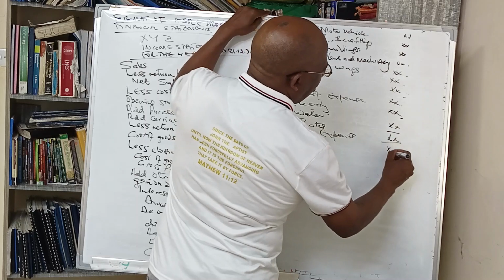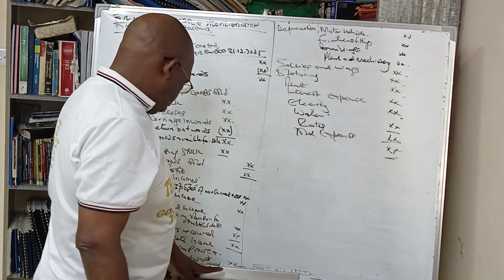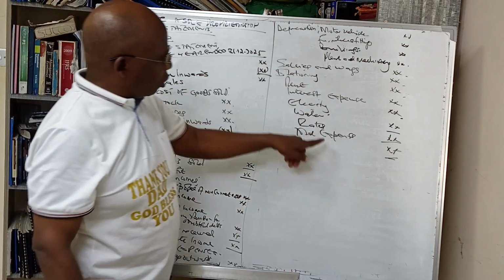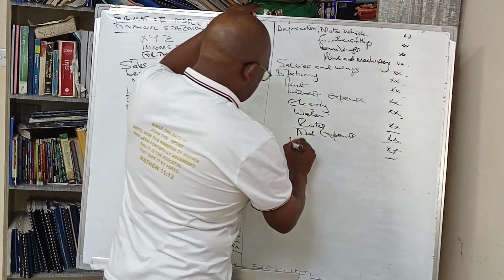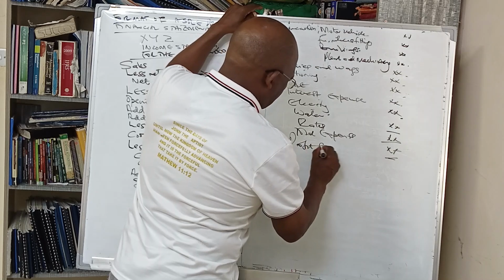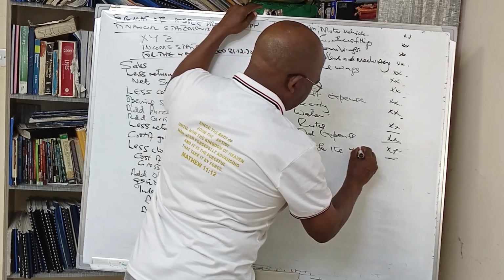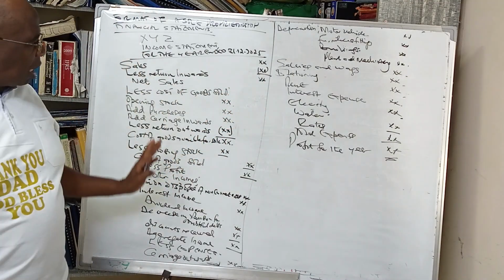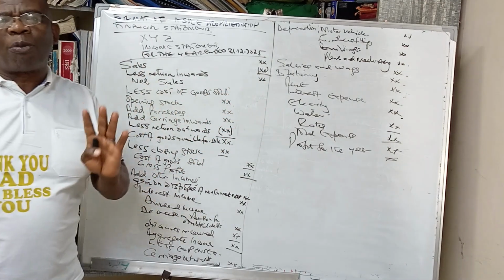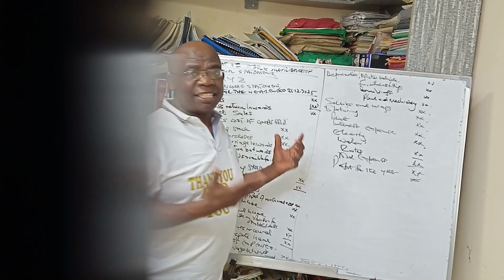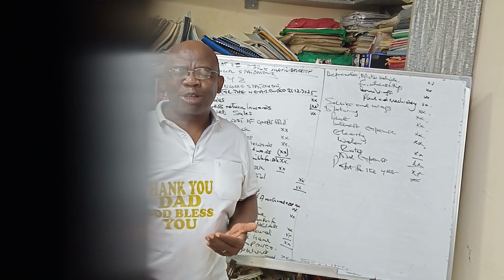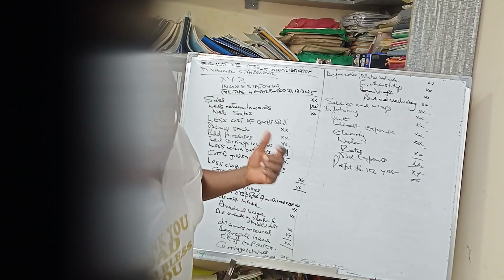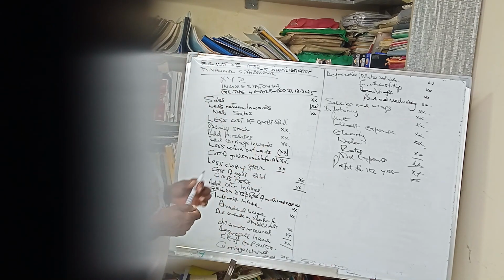And then once we get the gross aggregate income, you subtract total expenses, we get profit for the year. And that is how to prepare the income statement of a sole proprietorship.